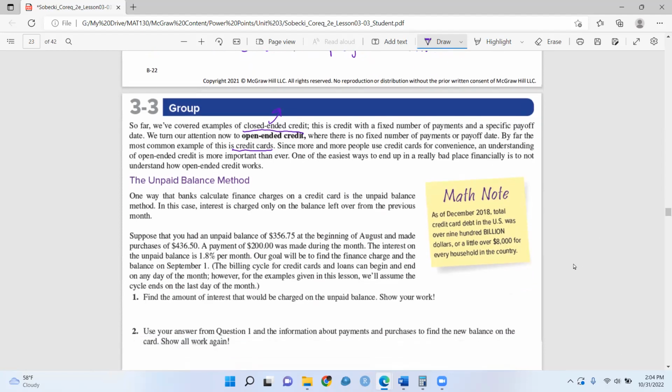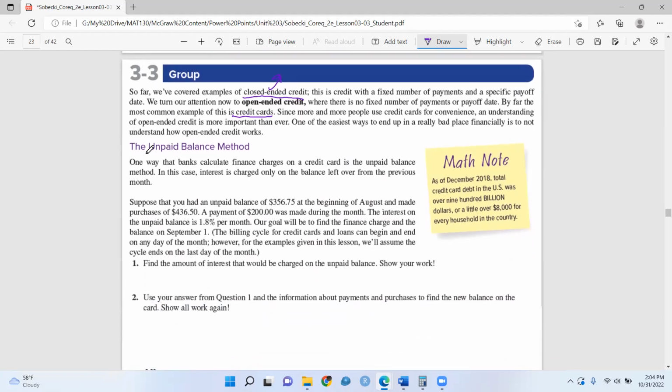It's a funny thing. One way to do it is the unpaid balance method. This is very uncommon, but it is a way to calculate the finance charge. Whatever you haven't paid off at the end of the month, you're charged a percent interest of that amount, and that gets tacked on to your balance, and you have to pay that back beginning in the next month.